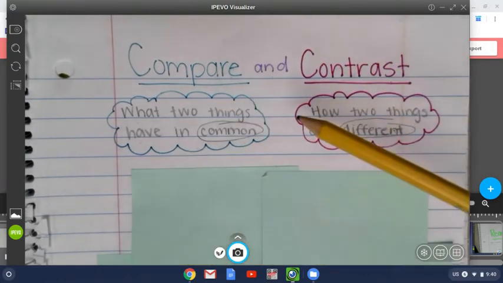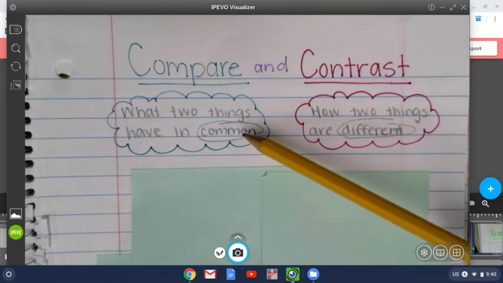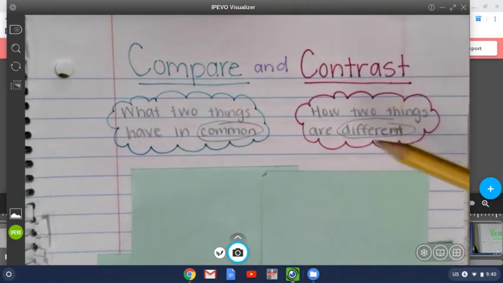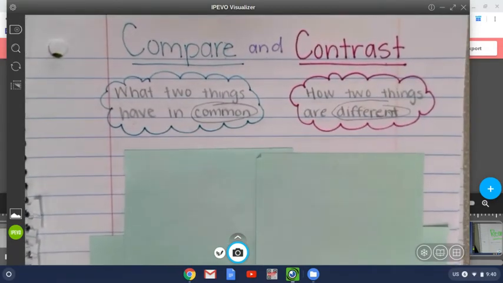And furthermore, I outlined the definition of compare in blue so that I knew that it went with compare, and I outlined contrast in red so that I knew it went with contrasting. So go ahead and pause your video and you can write down the definitions for compare and contrast underneath.